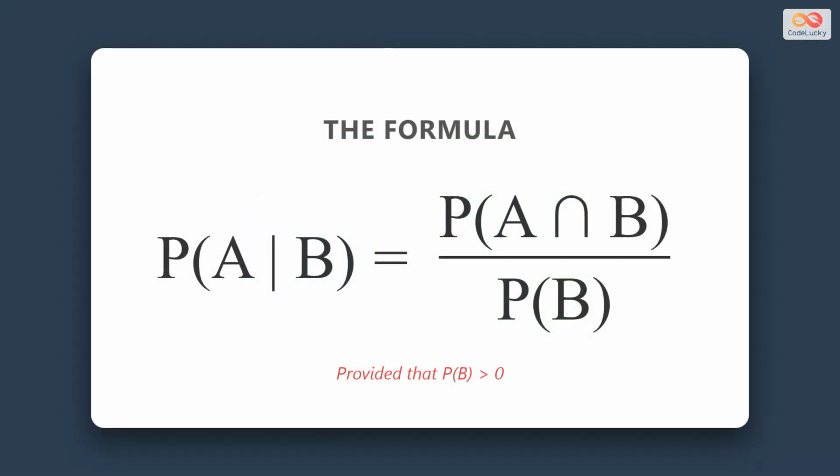Here is the mathematical formula. P of A given B is equal to the probability of A and B happening together, divided by the probability of B alone. Notice that we divide by P of B because B is the condition that has already occurred.